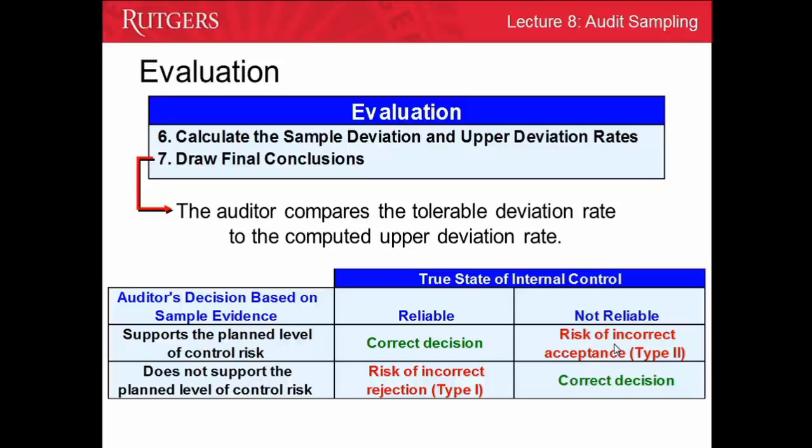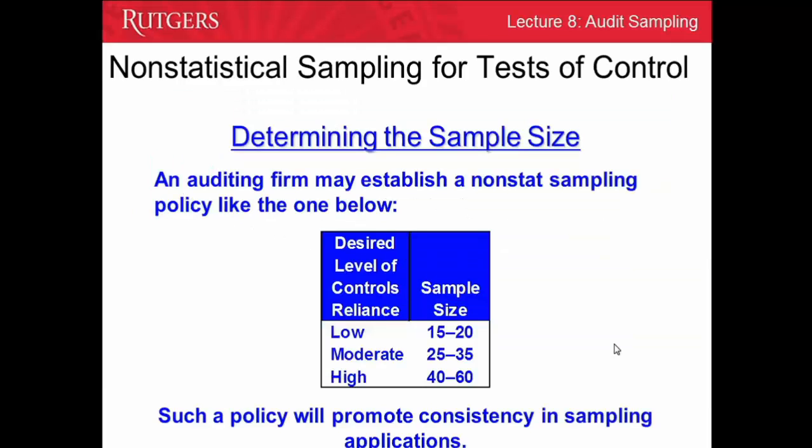If the evidence does not support the planned level of control risk and the internal control is reliable, it's a type 1 error. The auditor will have incorrectly rejected the control and the detection risk will have been set too low. Thus, a higher level of evidence will be gathered by substantive procedures, leading to over-auditing and an inefficient audit. Okay, that's for the attribute statistical sampling for tests of control.